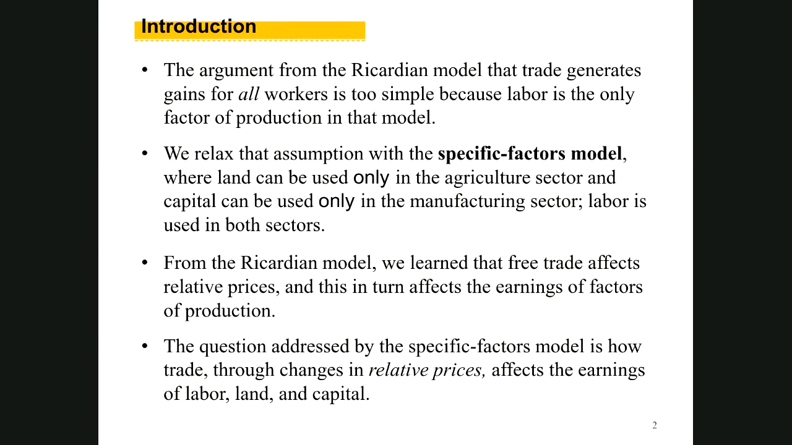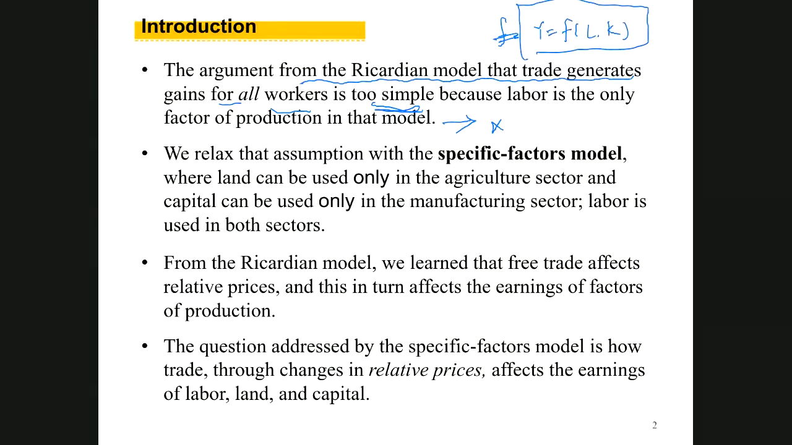The argument from the Ricardian model that trade generates gain for all workers is too simple, too perfect, because labor is the only factor of production in that model. So we know this probably is not true in our real world, right? You probably need at least labor and capital to produce. In our Cobb-Douglas assumption, usually it's that.